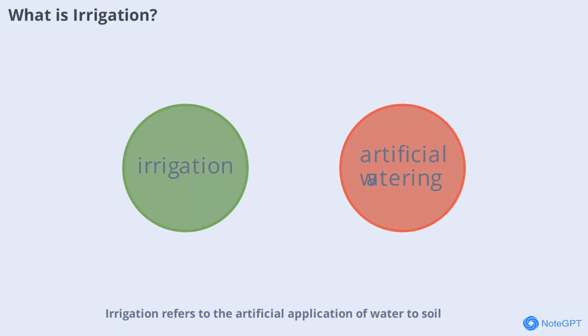Irrigation refers to the artificial application of water to soil, usually for assisting in the growth of crops. In regions where rainfall is insufficient or irregular, irrigation becomes essential to ensure that crops receive the necessary amount of water. There are several methods of irrigation, each suited to different types of crops, soil, and climatic conditions. Let's explore these methods in detail to understand how they help in maximizing agricultural productivity.